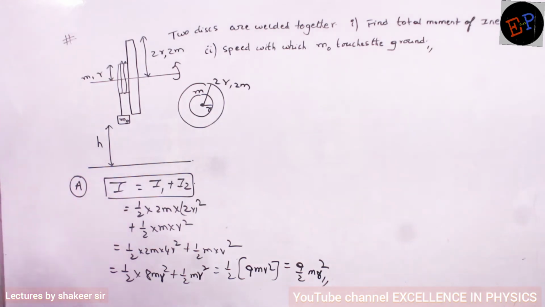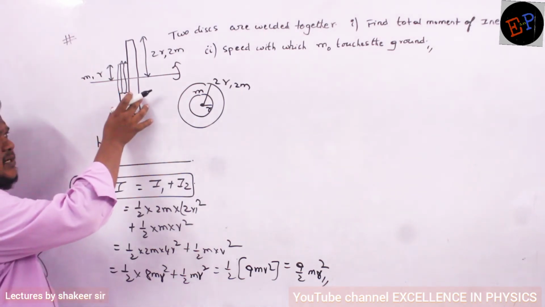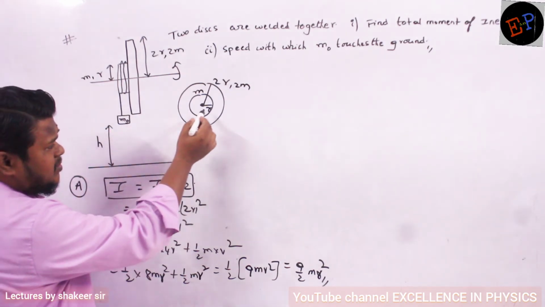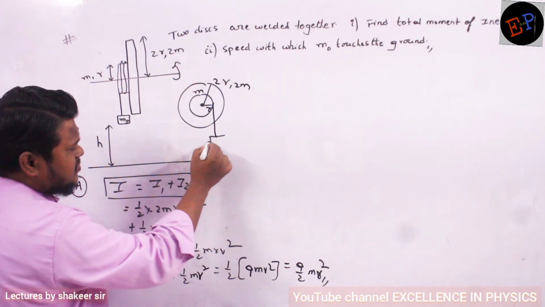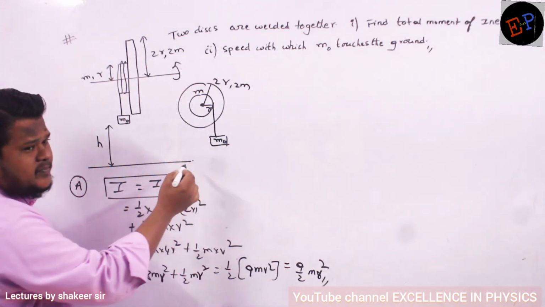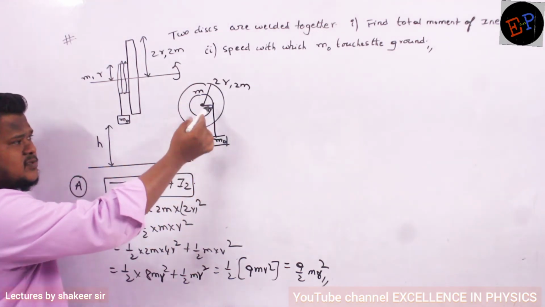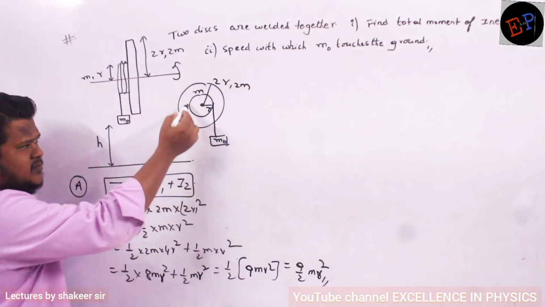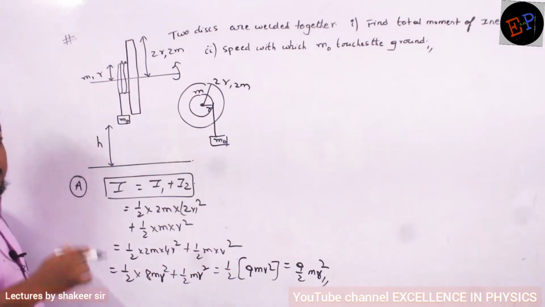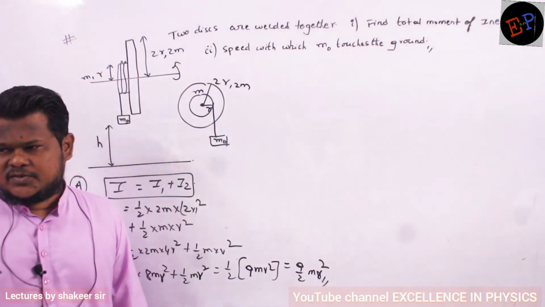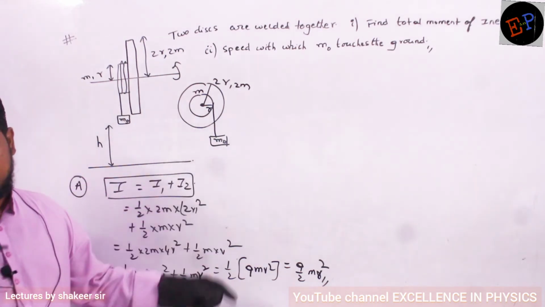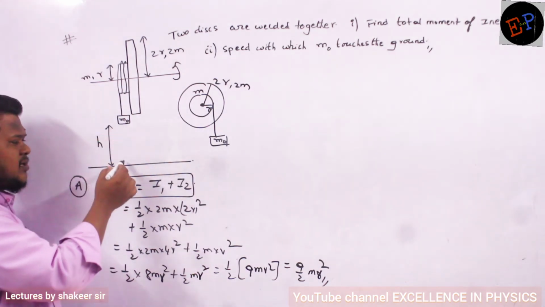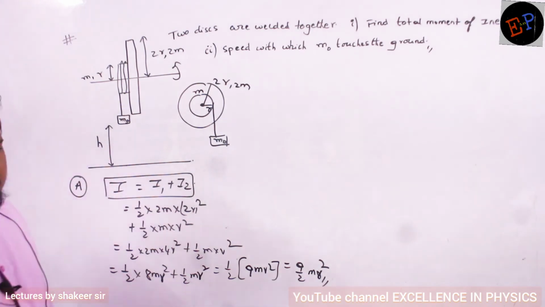Understood now? Okay. Now I am releasing this system. If I release this system, see this mass m0, it is suspended like this. This is how the mass m0 is suspended now. The wire is wound around this smaller disk and it is suspended. So if I release this mass, the weight of this mass will pull this smaller disk downwards. So the smaller disk rotates, and the smaller disk is welded with the bigger disk, so the bigger disk also will rotate. So by the time it touches the ground, with what velocity will it touch? How can I calculate?